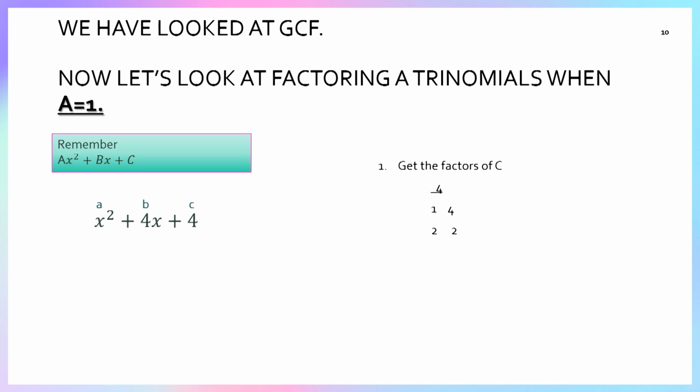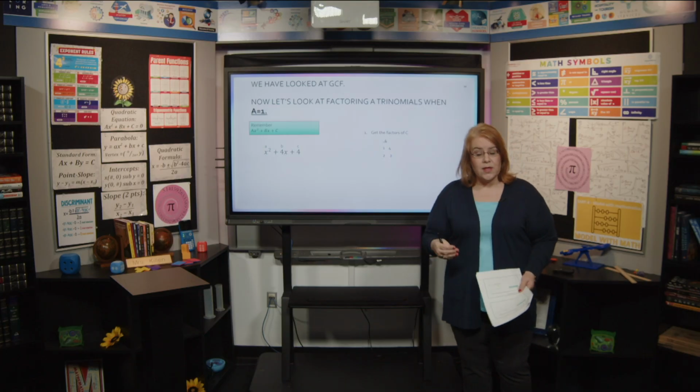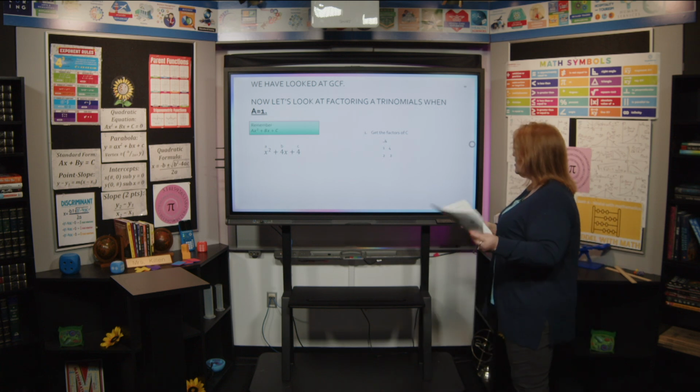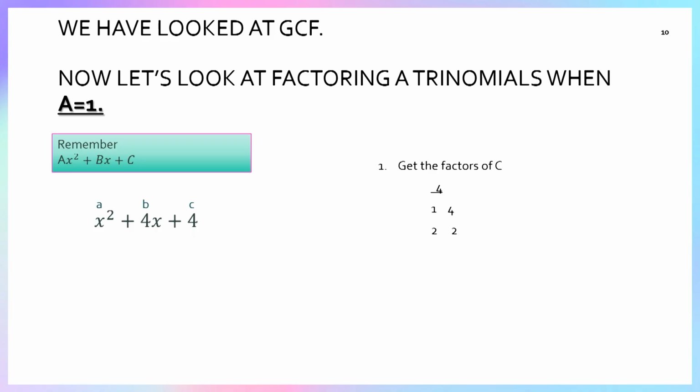You may be asking yourself, okay, what are factors again? Factors are numbers that multiply together to give you a product. That's a factor. Good job. That was a good question. So now that I have found my factors, I need to know which ones of those factors, which pair of factors will add to give me a positive 4.